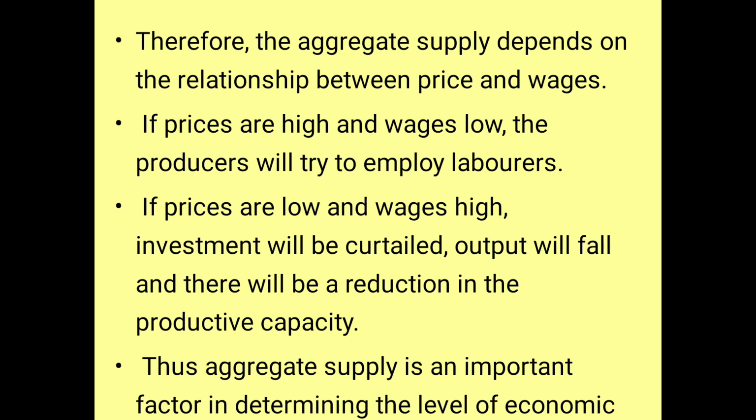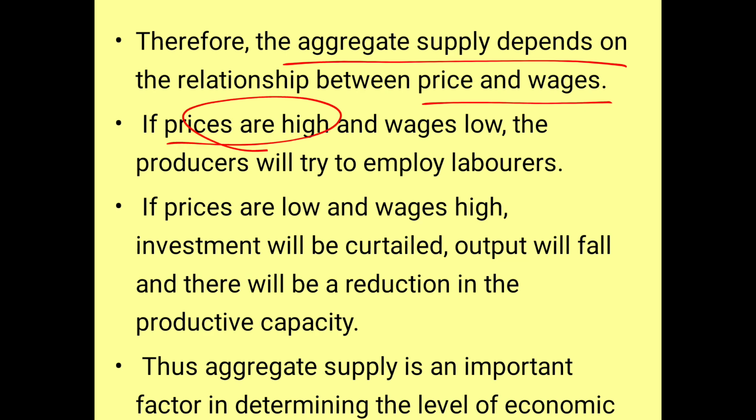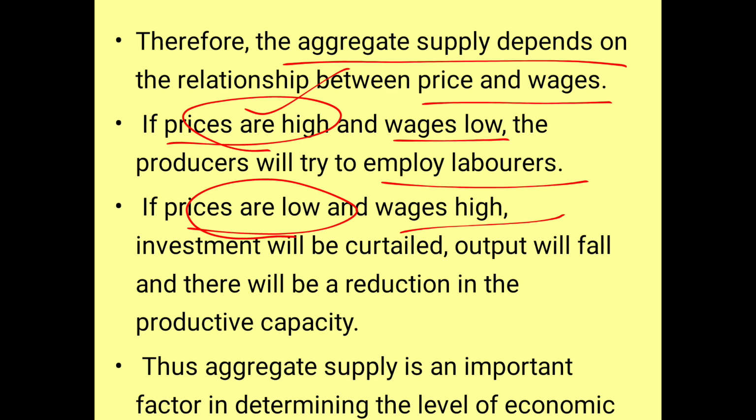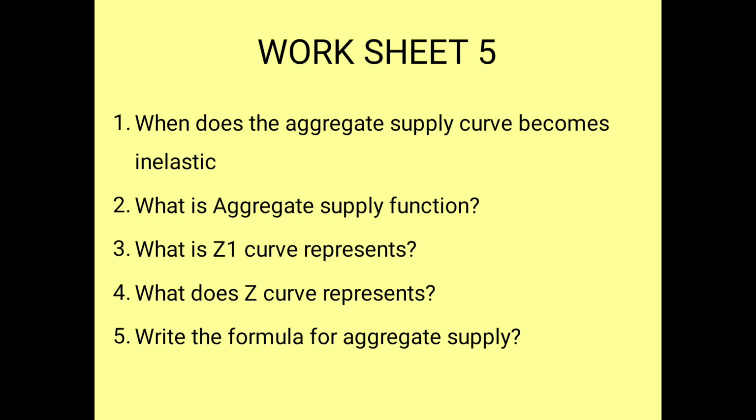So the aggregate supply depends upon prices and wages. If prices are high, what happens? Wages are low. The producers will try to employ more laborers because the prices are high. So they will introduce many more people and start increasing the production. So wages will become low in that particular area. If prices are low, wages are high. So, the prices are high, wages are low. If prices are low, wages are high. So you can see an inverse relationship taking place over there. So, the aggregate supply is an important factor in determining the economy.